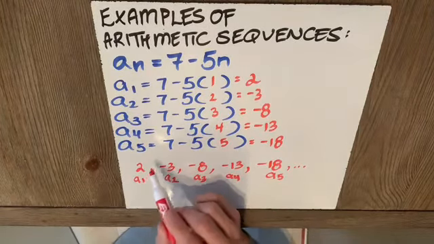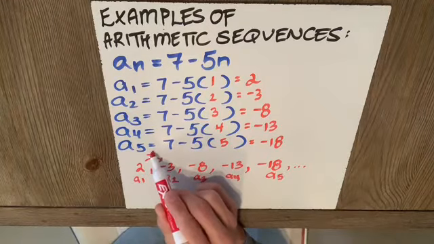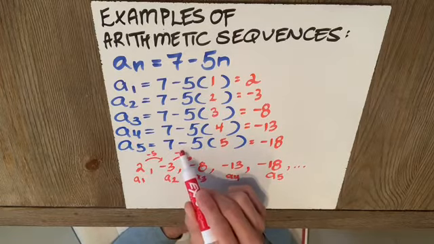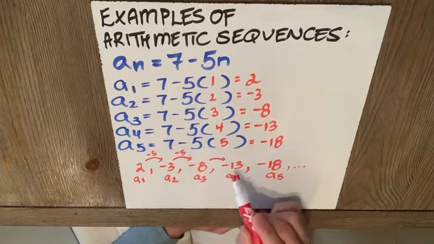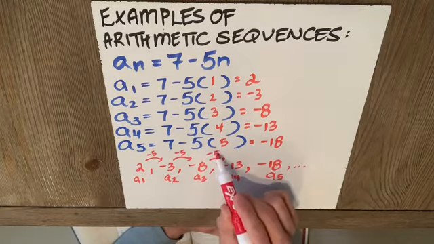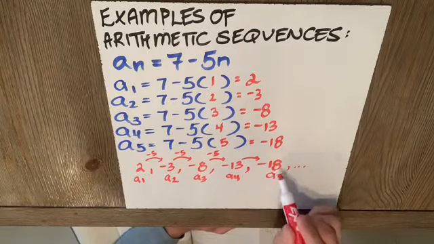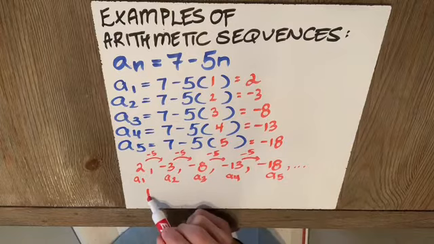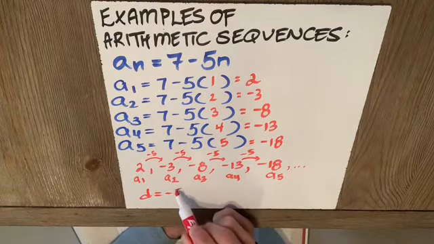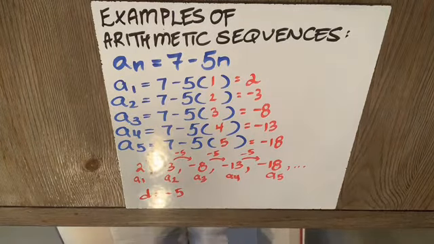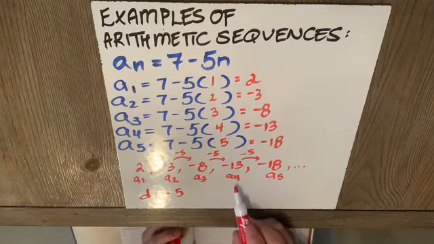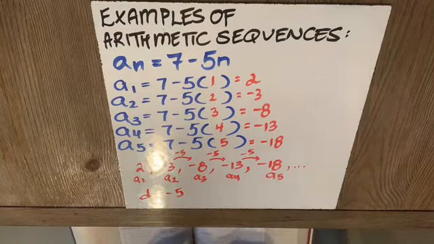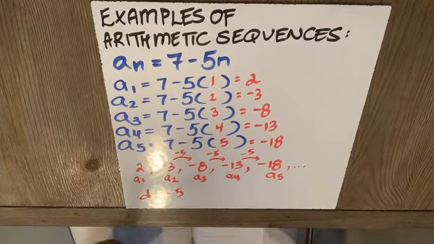Negative 3 minus 2: the jump here is negative 5. Negative 8 minus negative 3: the jump here is negative 5. Negative 13 minus negative 8: the jump is negative 5. Negative 18 minus negative 13: the jump is negative 5. I can also confirm that A2 minus A1 is the same as A3 minus A2, is the same as A4 minus A3, is the same as A5 minus A4. They're all negative 5.